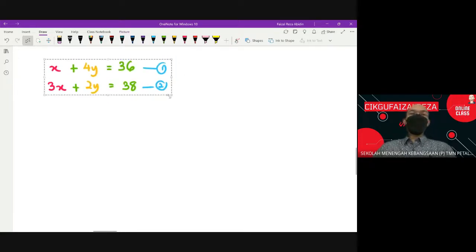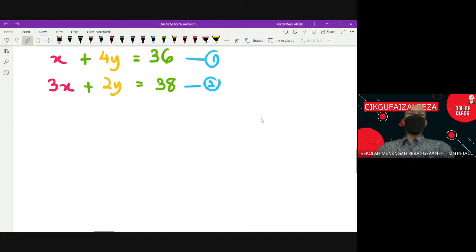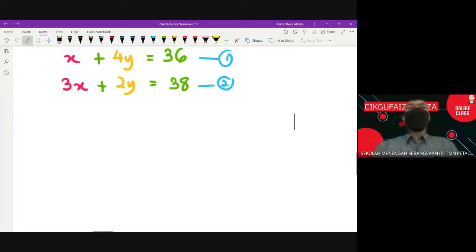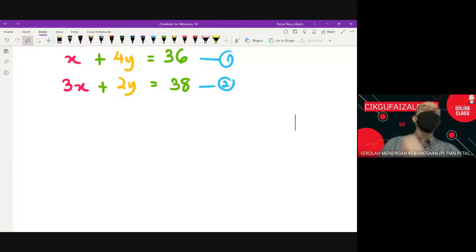If we go for elimination, girls, how do you identify or determine first which variable you are going to eliminate? If you look over here, we have x and y, isn't it? So which variable are you going to eliminate, x or y? You have to identify first.